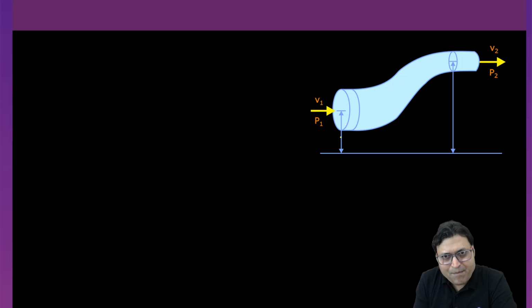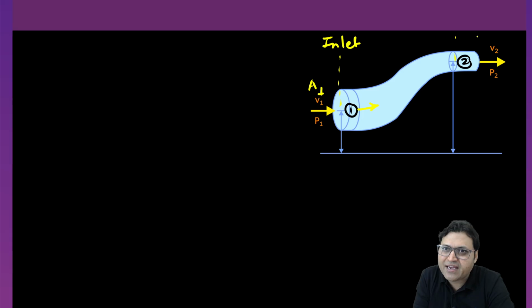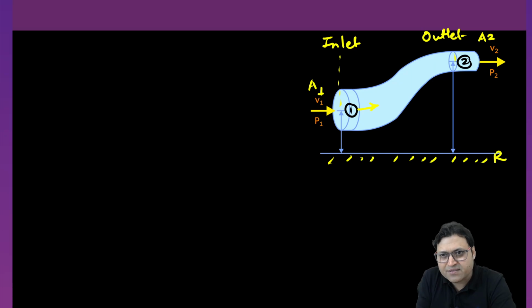So let us take an example where there is a pipe in which the fluid is flowing from section 1 to section 2. The pressure at point 1 is P1, that is the inlet point, and the pressure at point 2 is P2. The velocity at point 1 is V1, and the velocity at 2 is V2, and the area at 1 is A1, and the cross-sectional area at 2 is A2, that is the outlet point. And from any horizontal reference, the height of point 1 is h1 and the height of point 2 is h2.